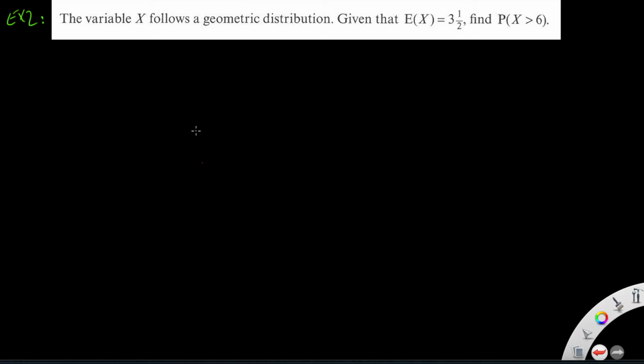Example 2, the variable x follows a geometric distribution. Given that expectation is 3.5, find probability of x greater than 6. So expectation, which is 1 over p, is equal to actually 7 over 2. Therefore, p will be 2 over 7.